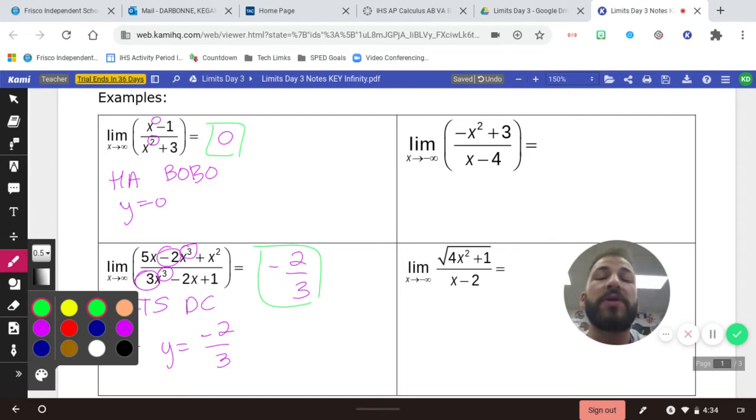Now up here in the top right, we have negative x squared plus 3 over x minus 4. So it is x squared over 1, so it is bigger on top.